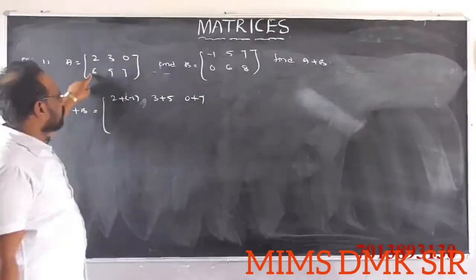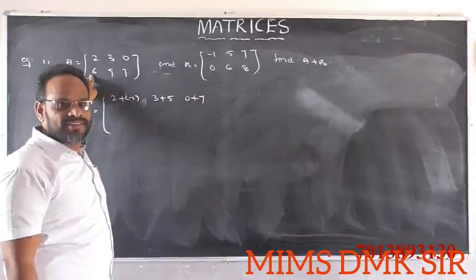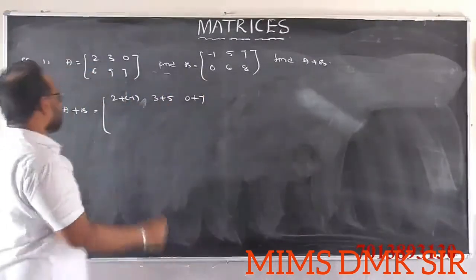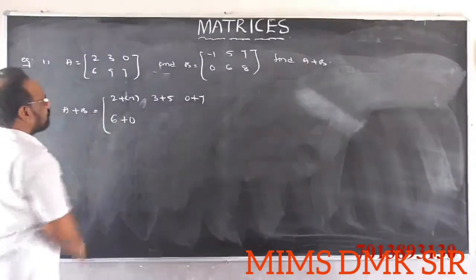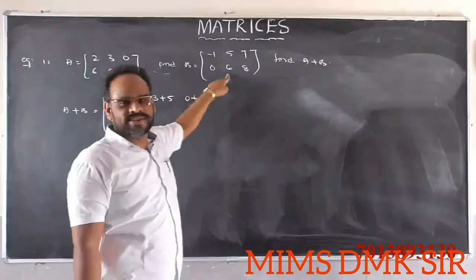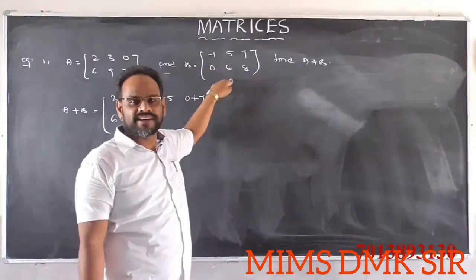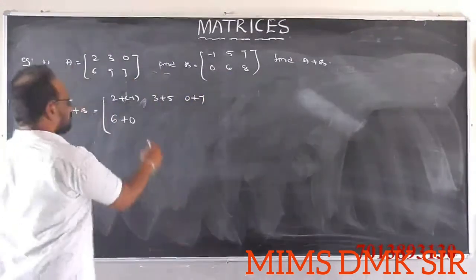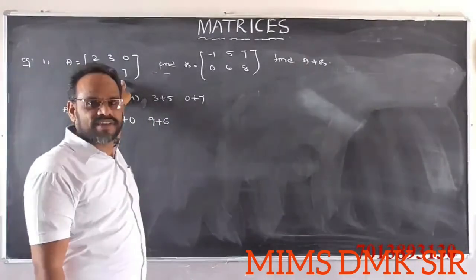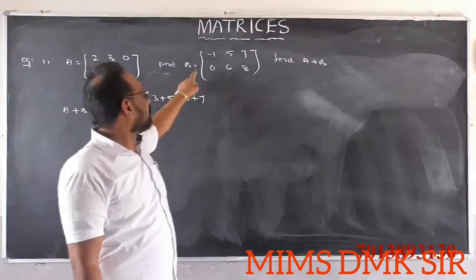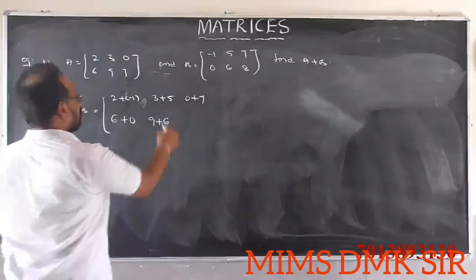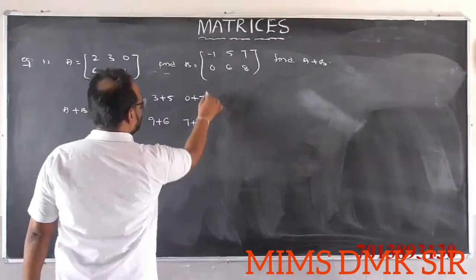Also, the second row first column element is 6 in A and 0 in B. We want their sum, clearly 6 plus 0. The second row second column element is 9 in A and 6 in B. We want their sum, that is 9 plus 6. The second row third column element is 7 in matrix A and 8 in matrix B, so we want their sum, that is 7 plus 8.